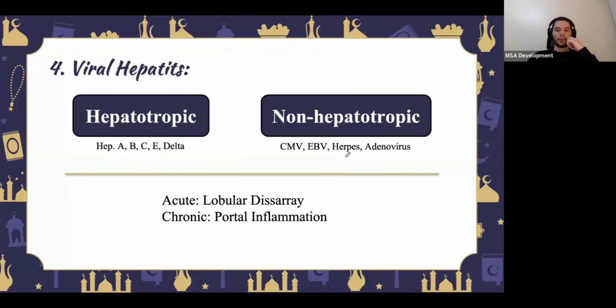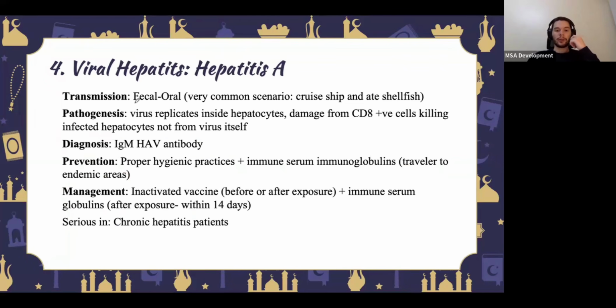Starting with hepatitis A. Hepatitis A, what you guys need to remember is that it is fecal-oral route. The route of transmission is fecal-oral. So because of contaminated food and so on, the most common scenario you'd find it in question stems is in cruise ships or someone that ate shellfish. So it's usually a party and people went there and they usually eat some sort of fish. And 2-3 weeks later, they started developing right upper quadrant pain, jaundice, elevated transaminases. You start thinking directly about hepatitis A.